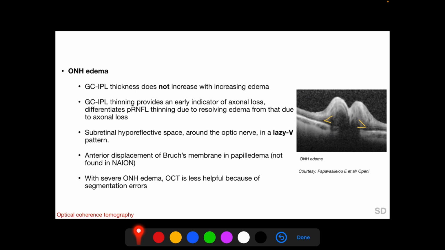We can also find subretinal hyporeflective space around the optic nerve in a lazy V pattern. So this is the lazy V pattern with the fluid accumulating in the subretinal space. Also not shown here, we can find anterior displacement of Bruch's membrane in papilledema, which is not found in non-arteritic ischemic optic neuropathy, where we may get optic nerve edema in the early stages. With severe ONH edema, as we have discussed, OCT is less helpful because of segmentation errors.